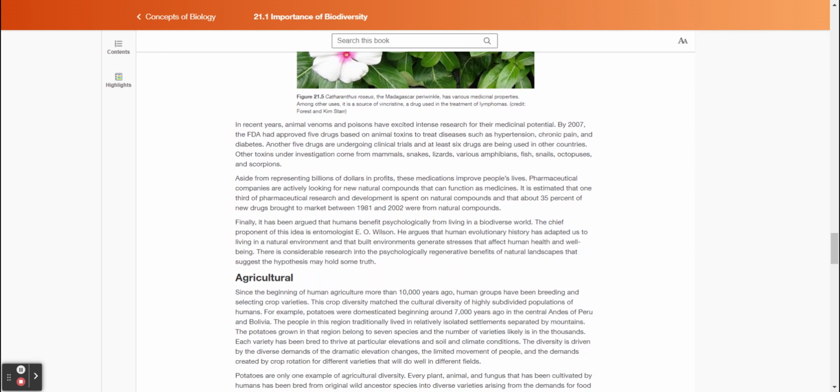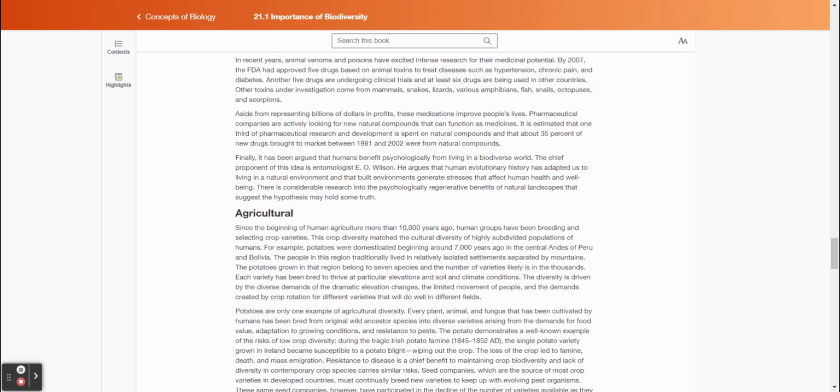In recent years, animal venoms and poisons have excited intense research for their medicinal potential. By 2007, the FDA had approved 5 drugs based on animal toxins to treat diseases such as hypertension, chronic pain, and diabetes. Another 5 drugs are undergoing clinical trials, and at least 6 drugs are being used in other countries. Other toxins under investigation came from mammals, snakes, lizards, various amphibians, fish, snails, octopuses, and scorpions.